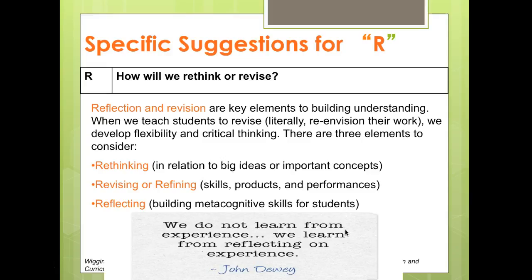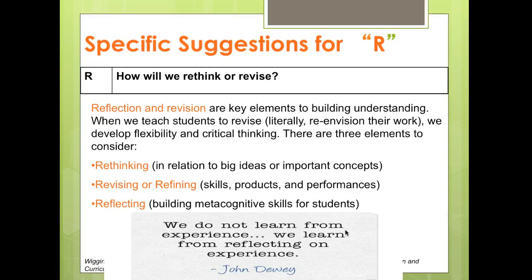So both teacher and students need to develop flexibility and critical thinking. And believe me, in a fixed mindset world like ours, it's a hard thing to get students to think in alternative directions. So rethinking in relation to the big ideas or important concepts, like what are you trying to get to? What's this all about? Revising or refining the skills, products, and performances, and then reflecting on those. So this is kind of a scaffolded piece.